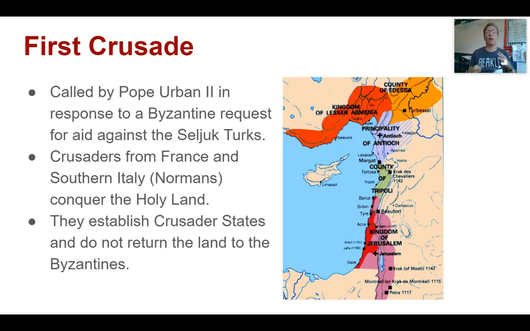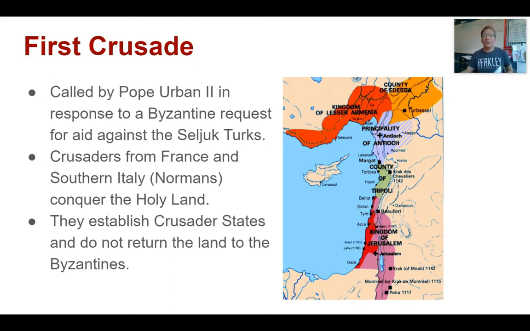This First Crusade was called by Pope Urban II in response to Byzantine requests for aid against the Seljuk Turks. Crusaders, particularly from France and southern Italy, a group known as the Normans, really sought out conquest, and they wanted to capture and hold these lands. So they are the first to really go out. They're able to attack, win some battles against the Seljuks and take over some land.